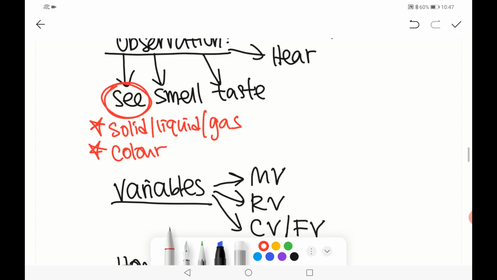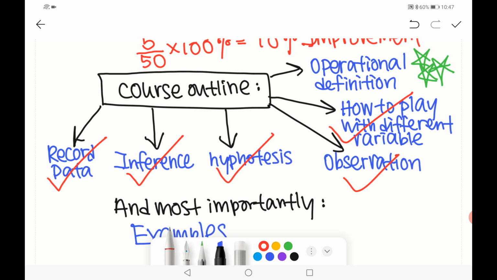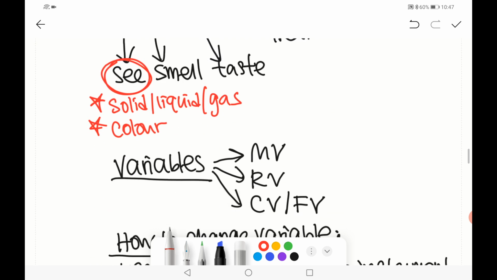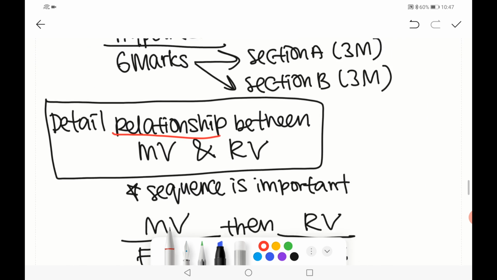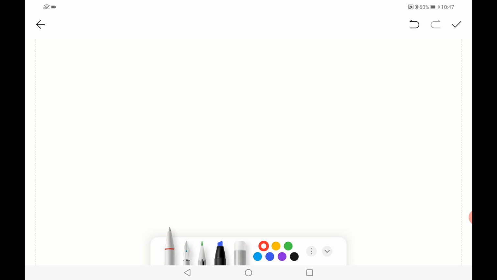So now we have covered the hypothesis. Okay, now it comes to the last one, the most important blockbuster, which is operational definition. Okay, operational definition. So this is the part that a lot of people have some problem with. Okay, so let me show you what is operational definition.